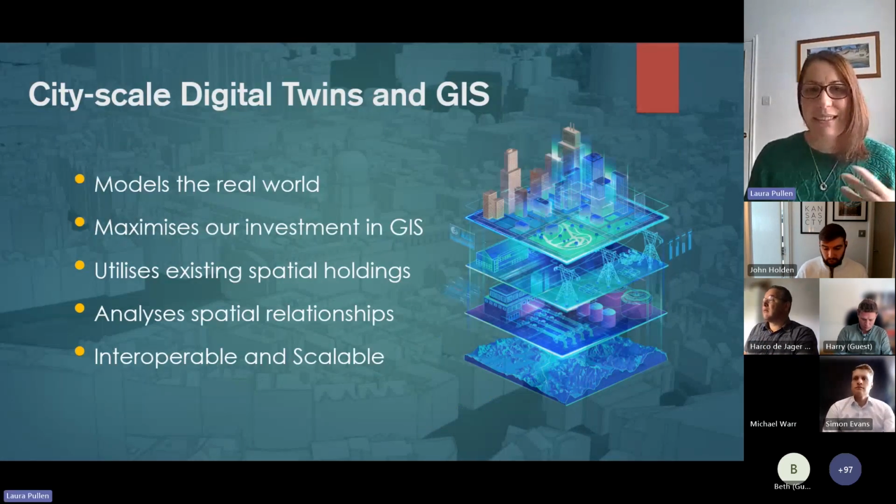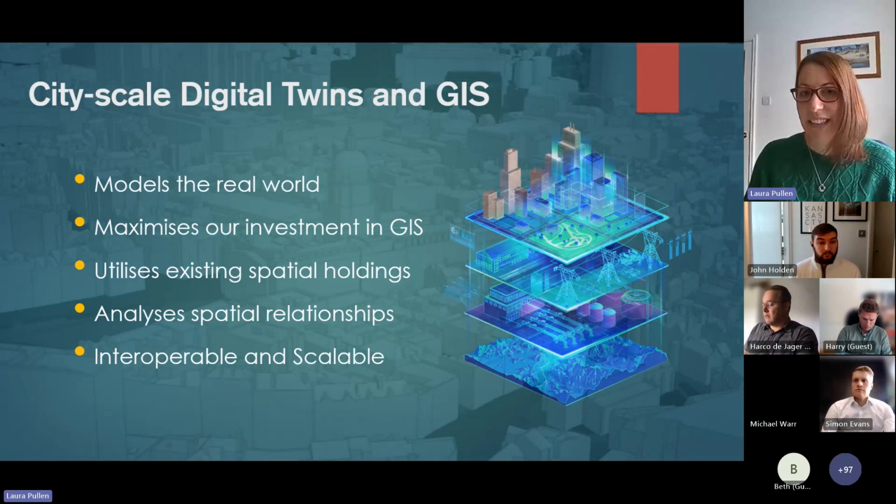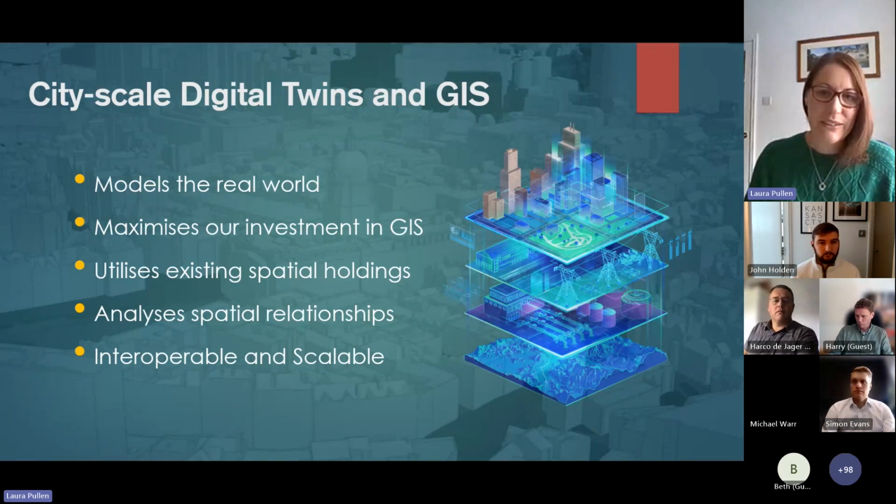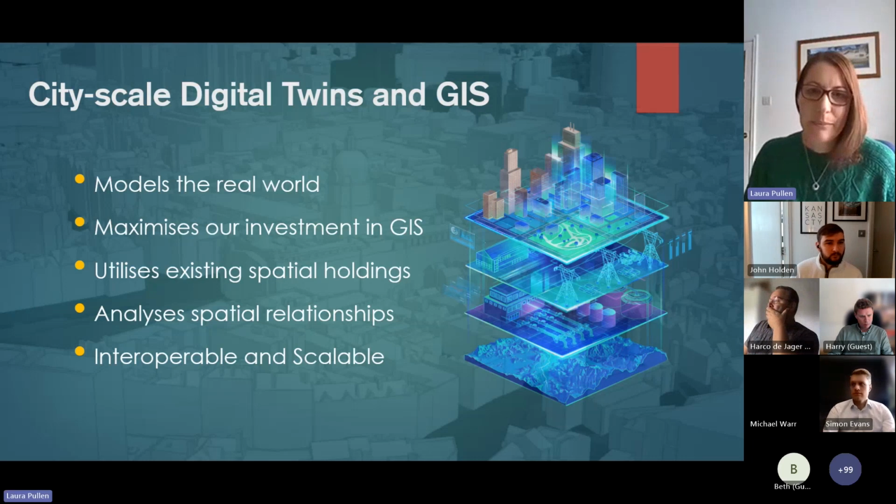So the demand to see and analyse our towns and cities in a 3D environment is increasing, and we chose GIS to create our city-scale digital twin, mainly because it's well recognised for 2D modelling of the real world, and so the transition to a 3D world just felt natural. We took this approach so we can maximise our investment in GIS.